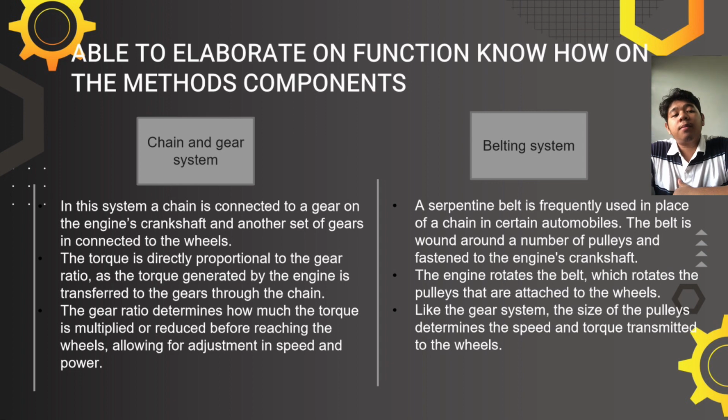For the belting system, number 1, a serpentine belt is frequently used in place of a chain in certain automobiles. The belt is wound around a number of pulleys and fastened to the engine crankshaft. Number 2, the engine rotates the belt, which rotates the pulleys that are attached to the wheels. And number 3, like the gear system, the size of the pulleys determines the speed and torque transmitted to the wheels.